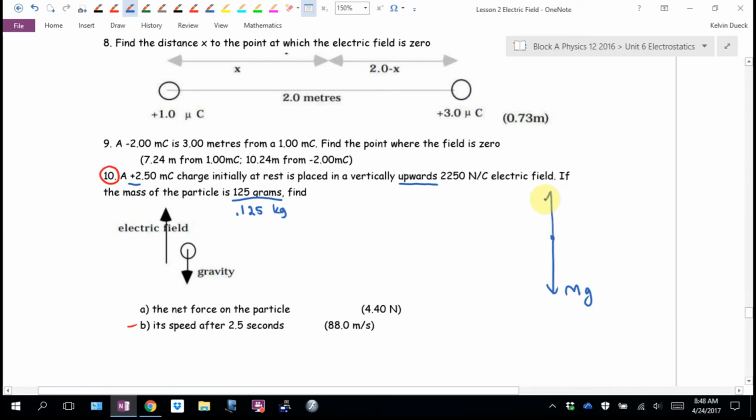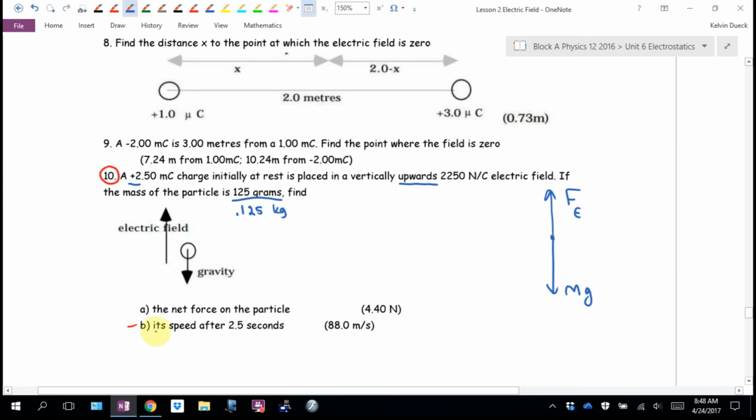So there is an electric force, sorry, not E, Mr. Dweck, there's an electric force up. I don't know which one is bigger and which one is smaller. It says find the net force on the particle. I'd have to crunch these ahead of time. One of these is probably winning.